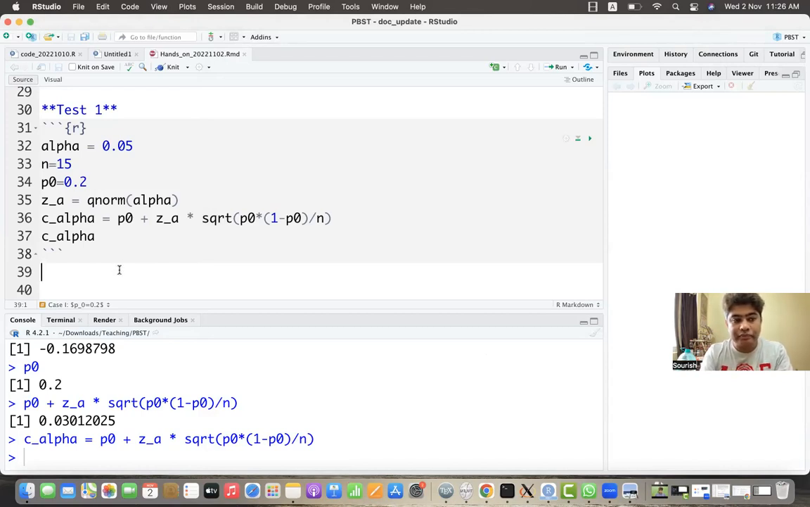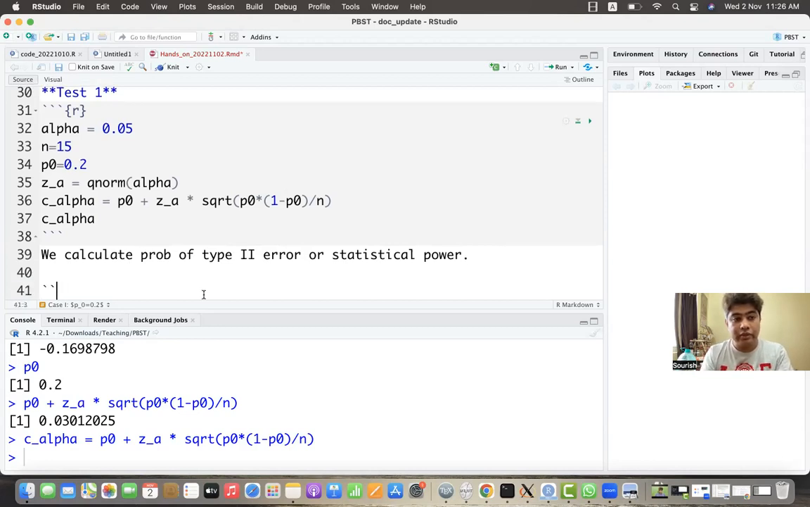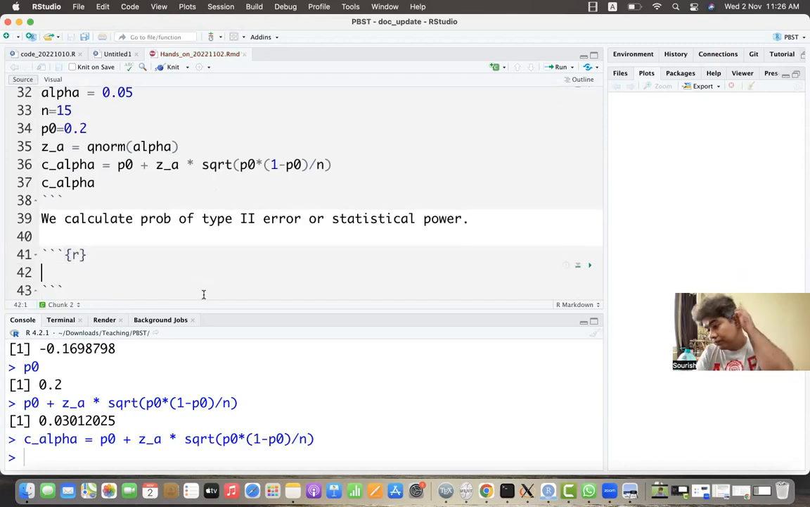And then we have to calculate. Now we calculate beta, the type 2 error, the probability of type 2 error, or statistical power. Okay, so now how do we do that? Essentially, this will be P norm.